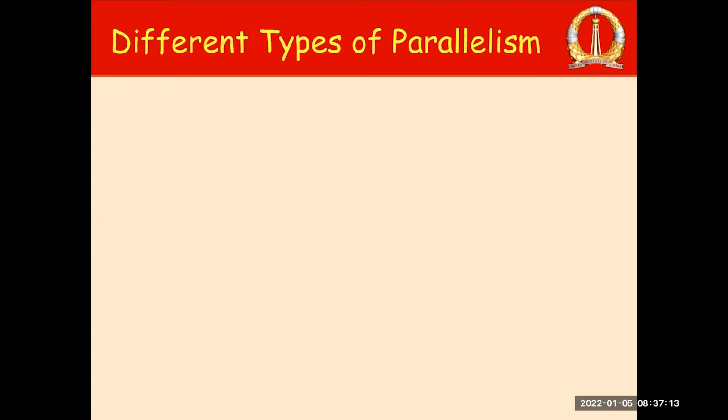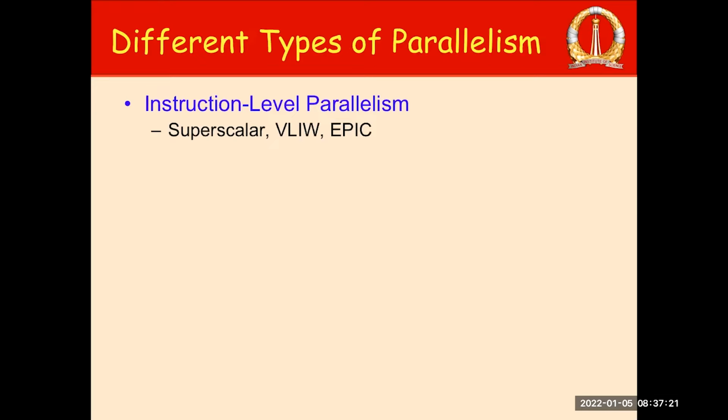So before we start talking about multi-threading, let's look at the different types of parallelisms that can be exploited in programs. We already saw instruction level parallelism as the basic parallelism that is supported in processors, and superscalar architectures essentially exploit instruction level parallelism. There are other architectures such as the very long instruction word architecture and the explicitly parallel instruction computing architectures, which also exploit instruction level parallelism. And this is still prevalent even in today's architectures.